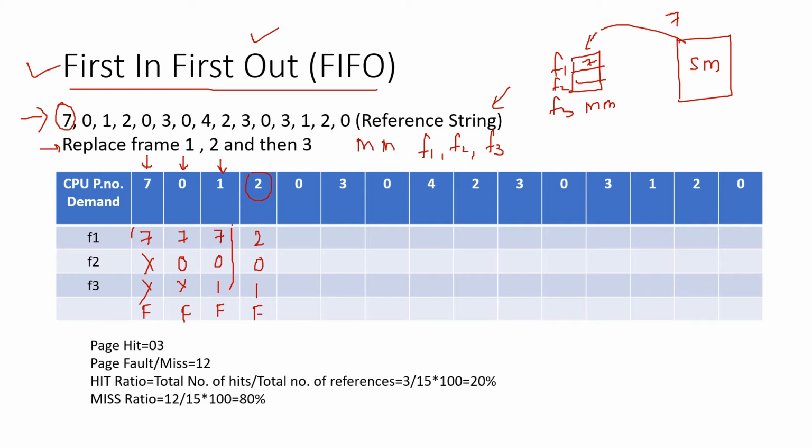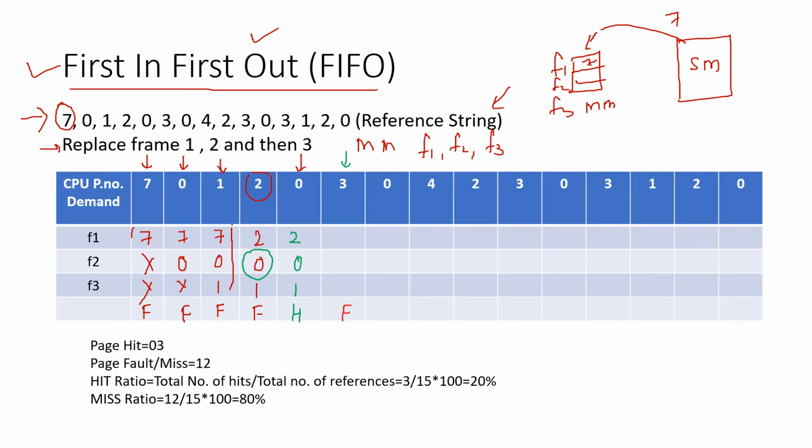Now next is 0. Whether 0 is already present in main memory. Yes, 0 is already present in main memory. So it's a hit. So you have to write this as it is. Now next is 3. Whether 3 is there in the main memory? No, it's not there. So it's a page fault.